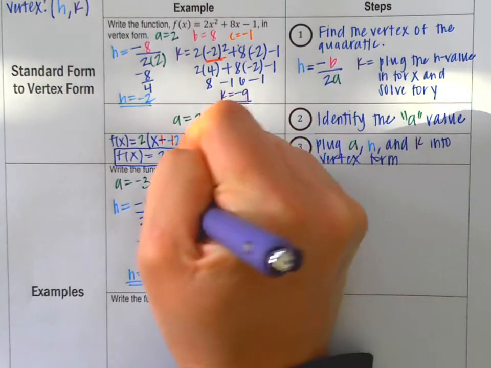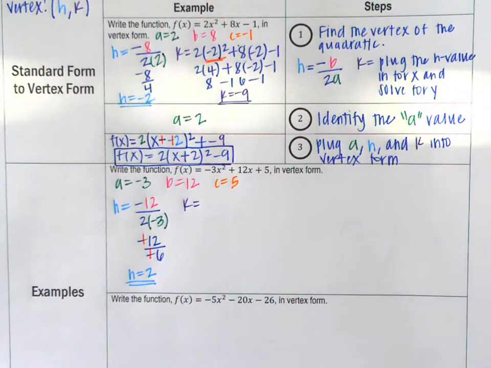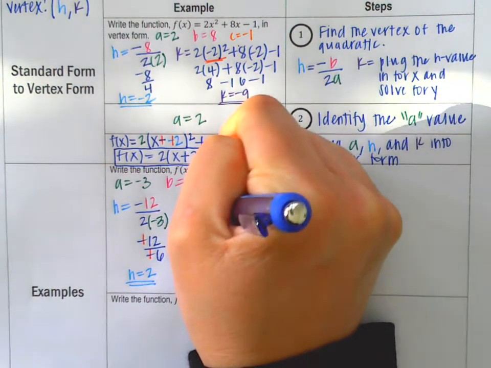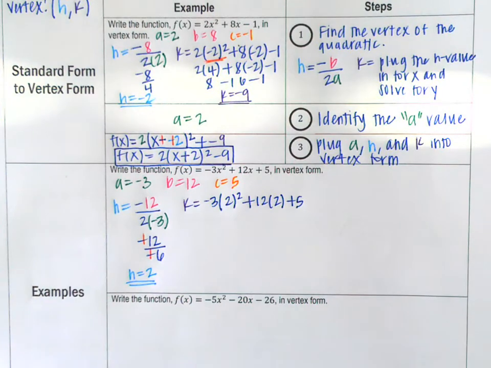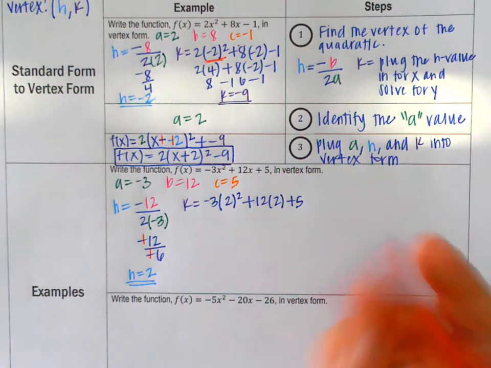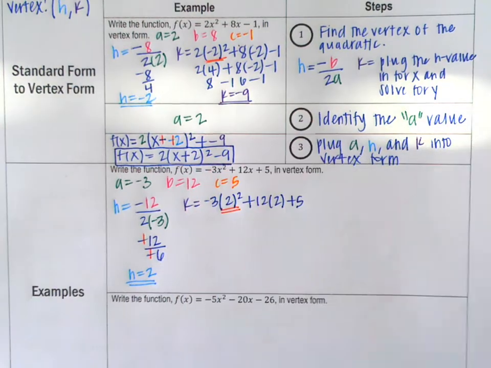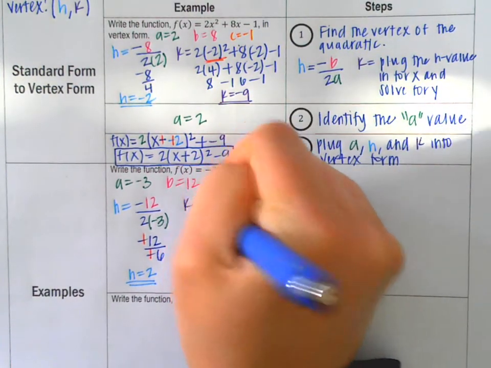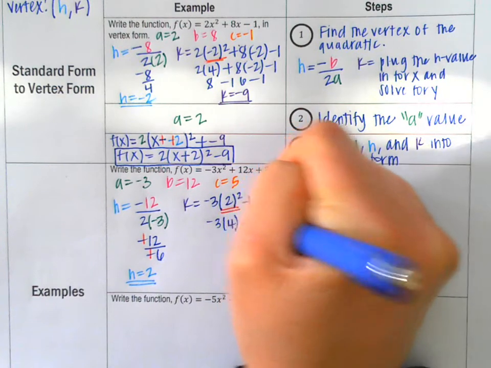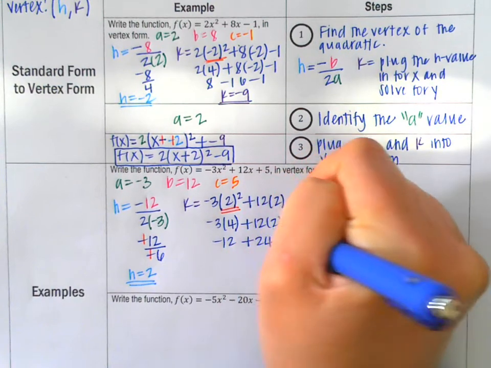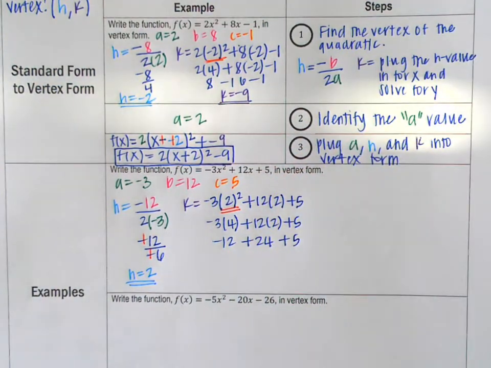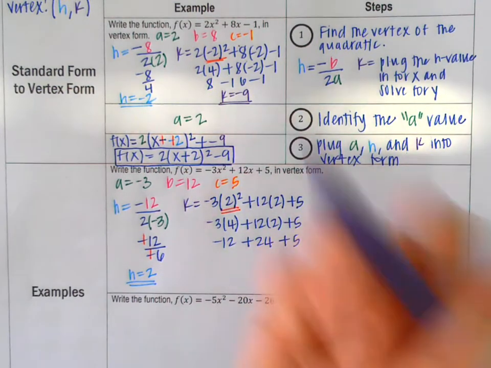Okay, so K is going to be equal to negative 3 times 2 squared plus 12 times 2 plus 5. Remember, when we're simplifying this, we do order of operations. So we have to do this 2 squared first, and that's negative 3 times 4. And then I can multiply. Negative 12 plus 24 plus 5, which gets me 17, which is my K value.